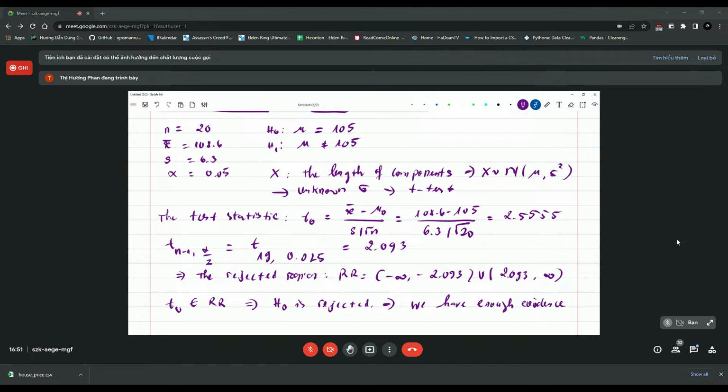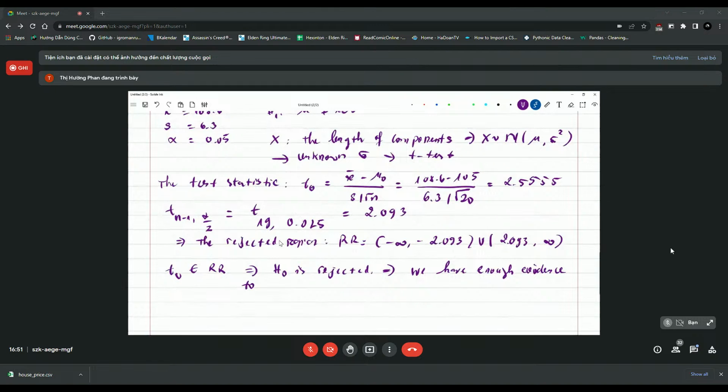We have enough evidence to confirm that the lie is producing components of an incorrect length.